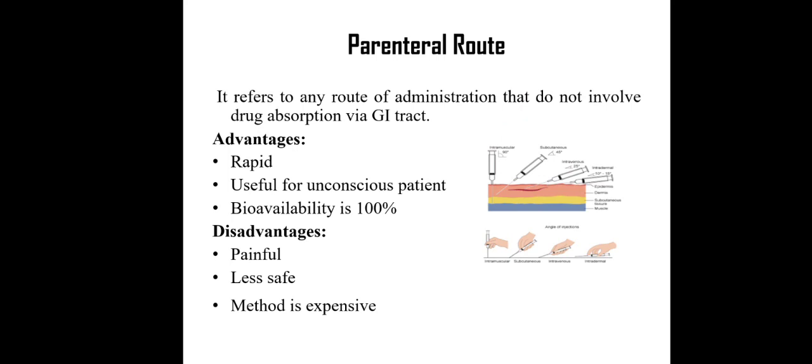This route can be effective and safe when we prepare and administer correctly, because the drugs are easily and quickly absorbed into our body. Next are the advantages of the parenteral route. First, it is rapid. It is useful for the unconscious patient and bioavailability is 100%. So the action of this route is very fast, and its bioavailability remains 100%.